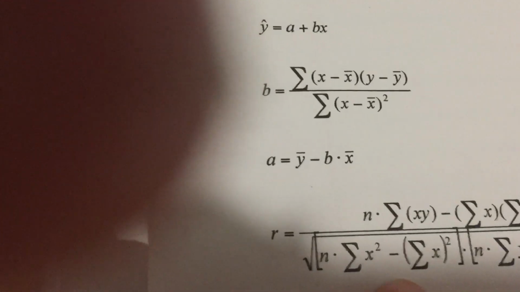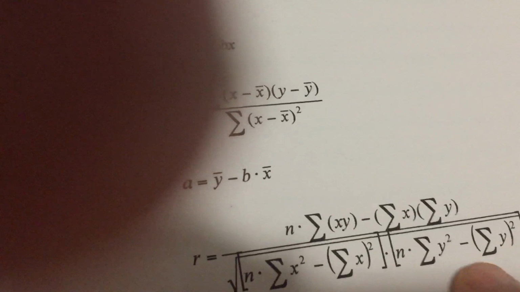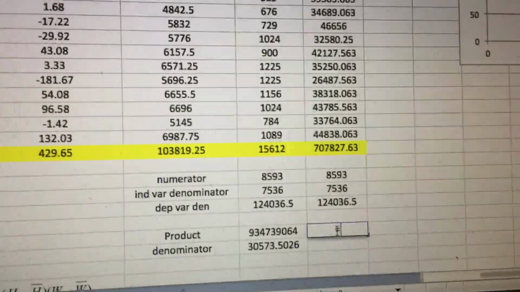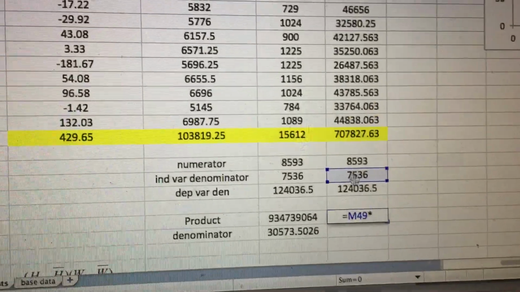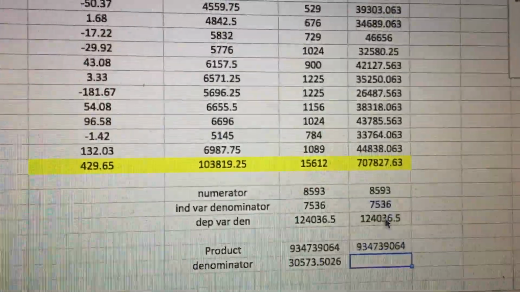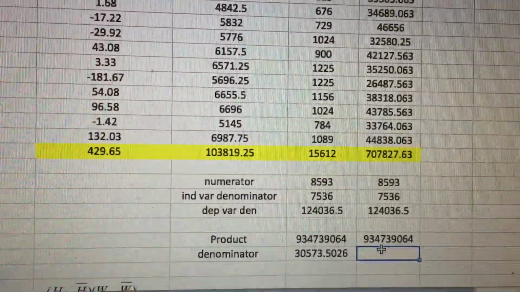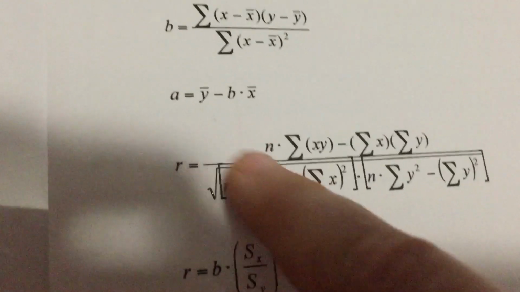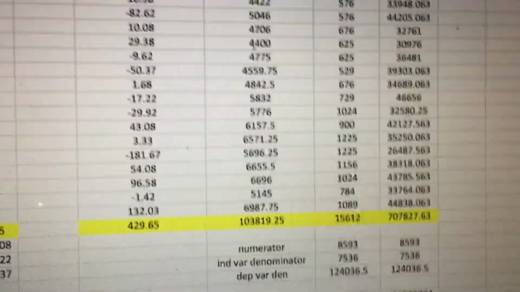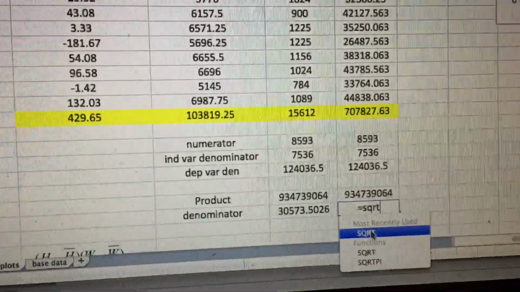Then we're going to take those two to follow, the denominator. We have to take the first independent variable total, and then take the dependent variable total, which is this whole part of the formula, and it says we have to times it together. So we're going to take our equal sign, take the independent variable, and times it by the dependent variable, and we got that total. And last of all, to get the actual denominator, we need to get the square root of all of that. So thank goodness for Excel, because it does all the work for us.